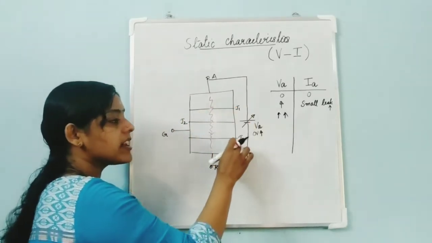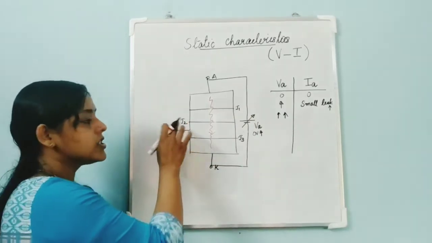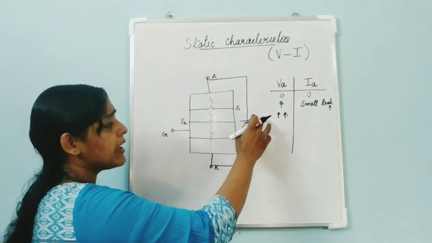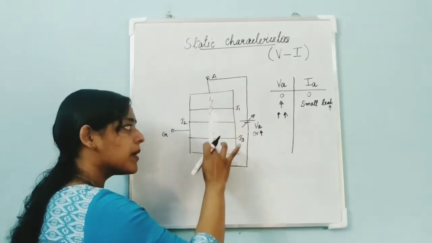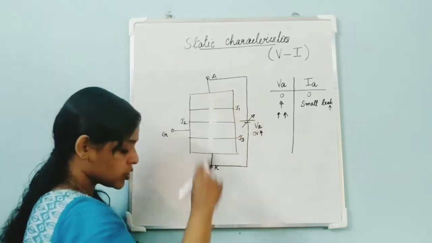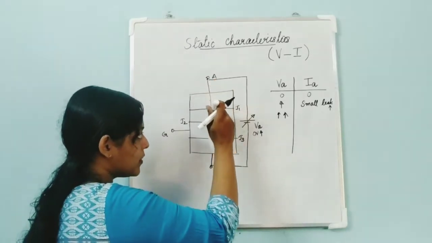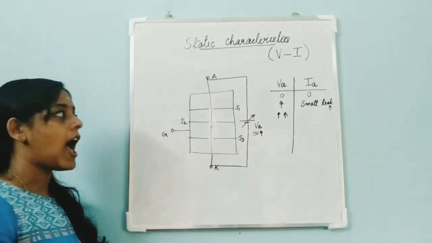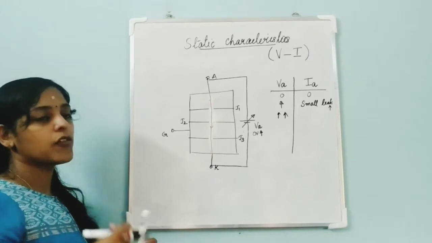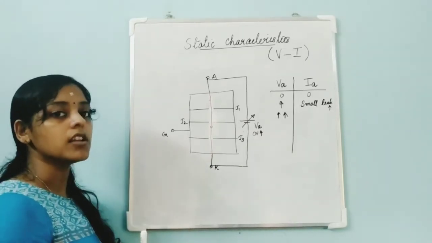Initially junction J1 and J3 were ready to conduct, but the only junction blocking was junction J2. But when you apply a very high voltage, junction J2 also now permits the flow of current. So an anode current will flow from anode to cathode, and we can say that we have turned on that device.